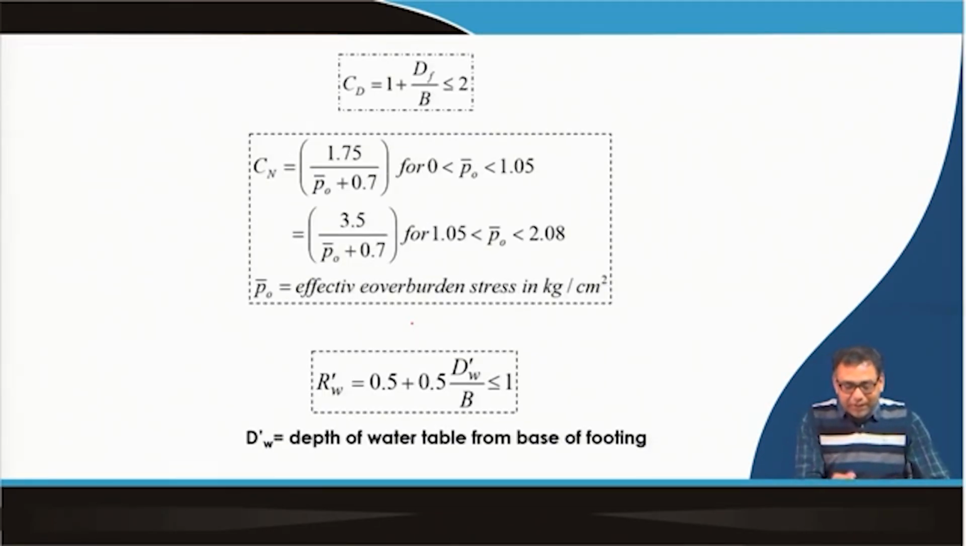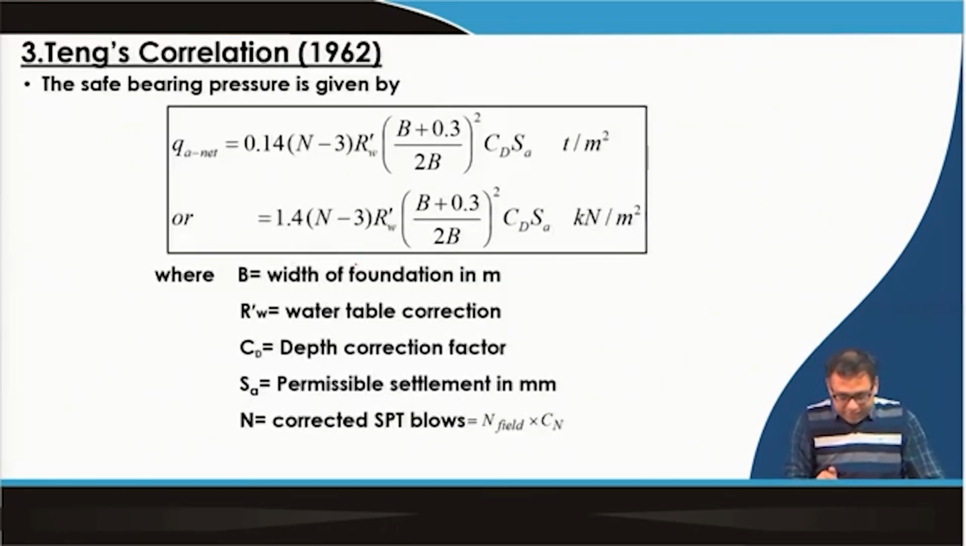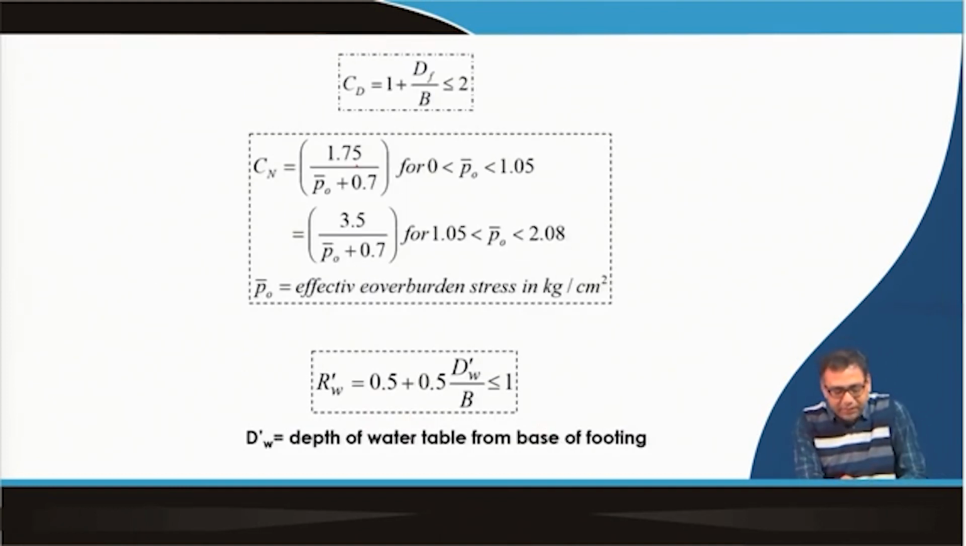So, now how will you calculate the Cd? Cd you will calculate by using this equation, and the Cn correction is given. Suppose your uncorrected or directly measured N value is given, then how can we correct the N value? That is the Cn correction. So, this is N field, meaning the measured N value, and Cn is the correction factor. That correction factor you can determine by using these correlations. Okay.